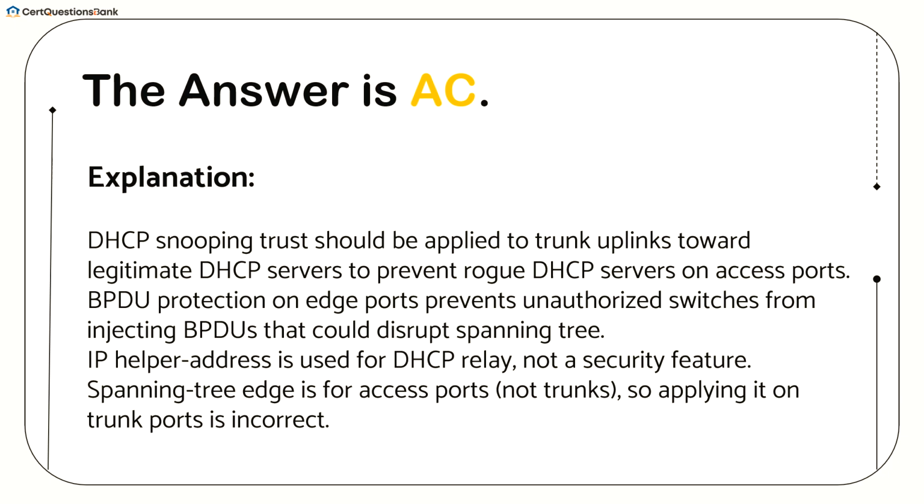The answer is AC. DHCP snooping trust should be applied to trunk uplinks toward legitimate DHCP servers to prevent rogue DHCP servers on access ports. BPDU protection on edge ports prevents unauthorized switches from injecting BPDUs that could disrupt spanning tree. IP helper address is used for DHCP relay, not a security feature. Spanning tree edge is for access ports, not trunks, so applying it on trunk ports is incorrect.